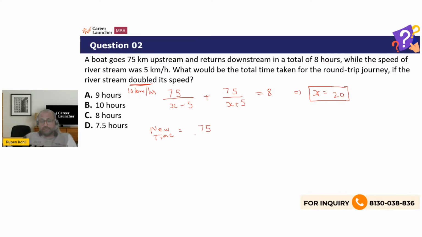Distance is still 75. So coming upstream, the speed will be 20 minus 10, and then downstream it will be 20 plus 10. So therefore 75 over 10, this will be 7.5 hours, and 75 over 30, that would be 2.5, 30 into 2.5, 75, right? So 7.5 and 2.5 hours, so total of 10-hour journey it would become. The time would slightly increase from 8 to 10.